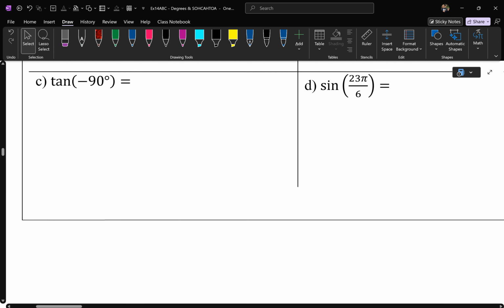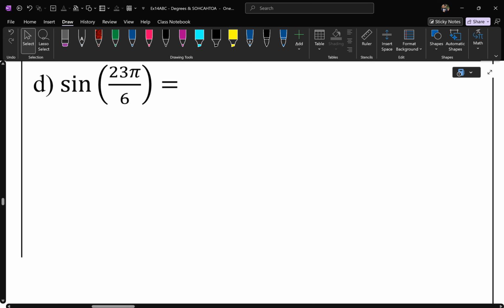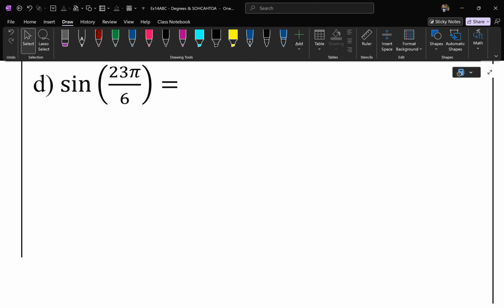Let's do another one. Let's do this one: sine of 23 pi on 6. That's my last example for today, because it's been on for quite a bit actually. Here we go. Same thing. Sine. What values am I looking at? X, Y, or gradient?